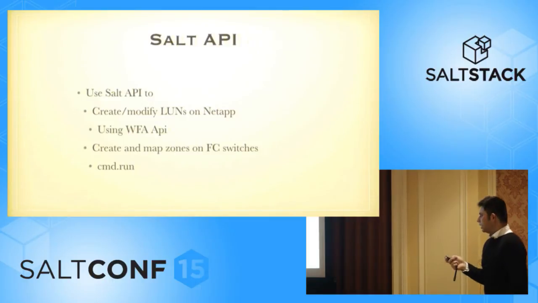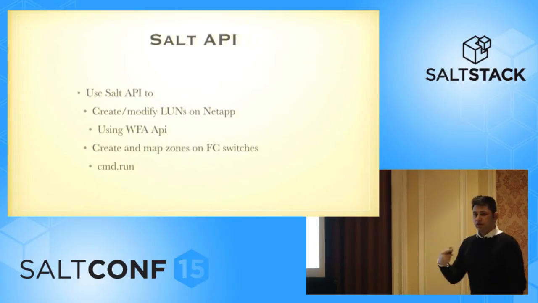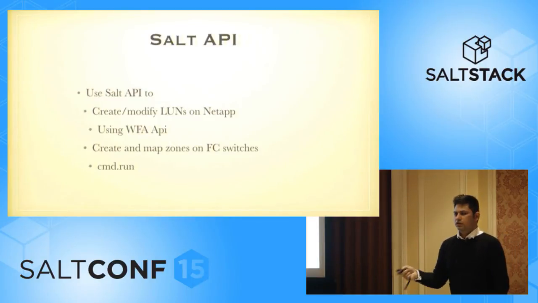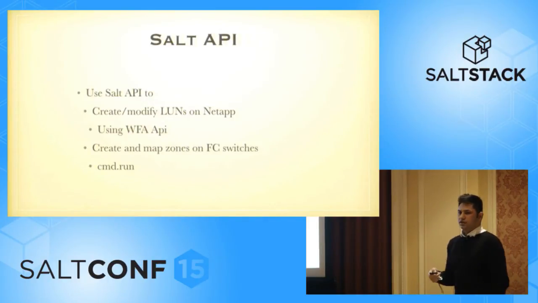Essentially, use Salt API to make calls to NetApp and create LUNs. NetApp has this REST API sort of thing. It's called WFA. So you can make calls to this, and you can create iGroups. You can create LUNs. You can create NFS mounts. All sorts of things. Fiber channel switches, however, do not have this. We use Brocade, so Brocade doesn't have this.